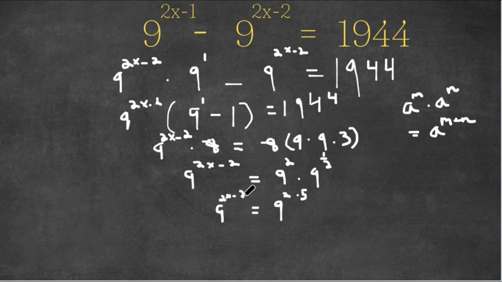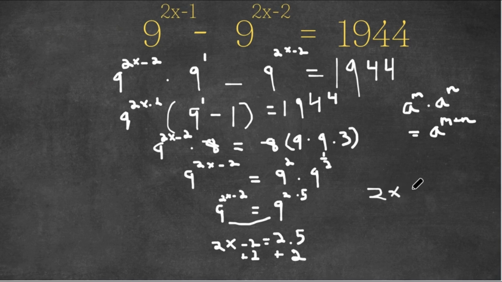And this is equal to 9 to the power of 2x minus 2. Now, because both bases here are the same, our exponents are actually the same as well. This means that 2x minus 2 is equal to 2.5. And now, as you can see, we've created an equation. So now I'm going to add 2 on both sides to isolate x. So now this would get us 2x is equal to 2.5 plus 2, which is 4.5.